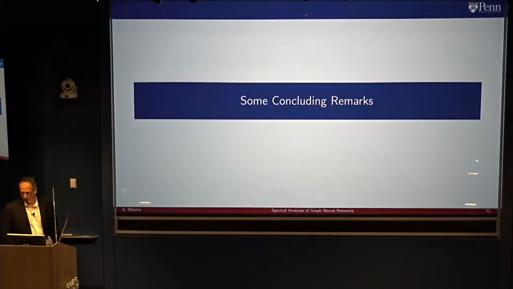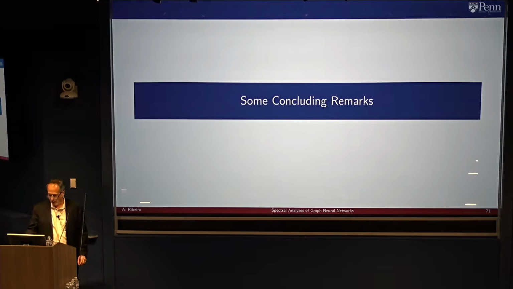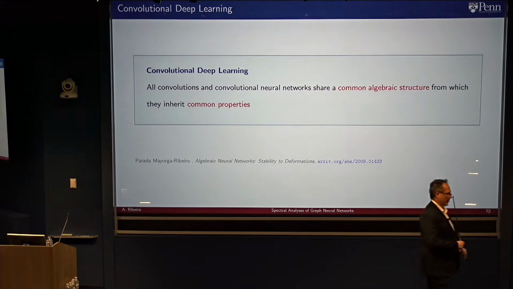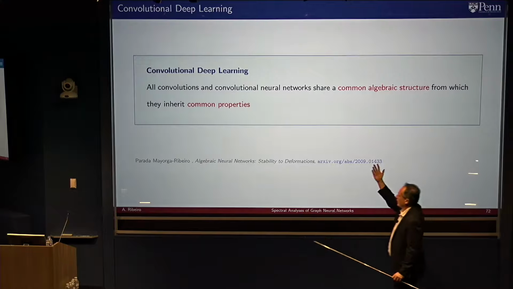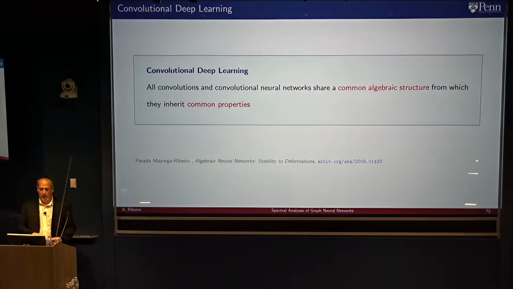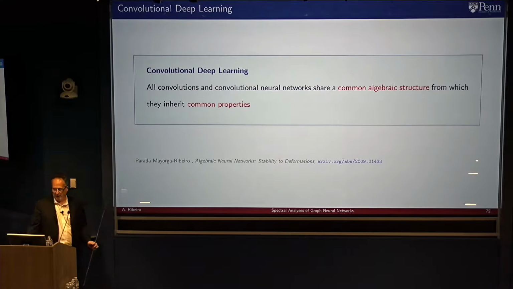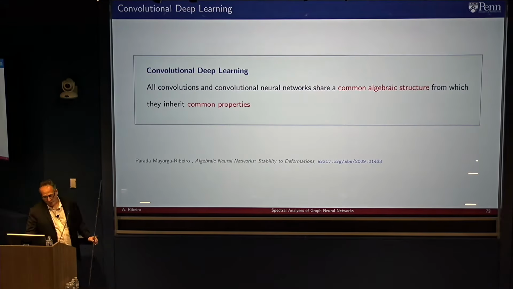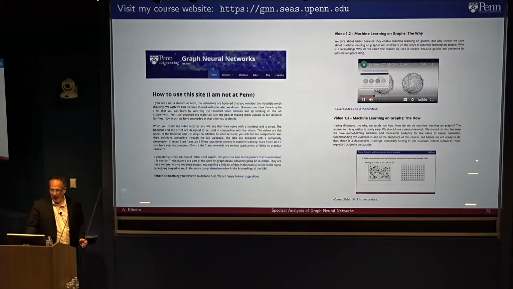Now, that's all I had to say. I have a couple minutes here for some concluding remarks. This is, I believe, the most important message that I have learned through my explorations of spectral properties of GNNs, which is this: all convolutions and all convolutional neural network architectures share a common algebraic structure from which they inherit common properties. That is not an idle property to have.